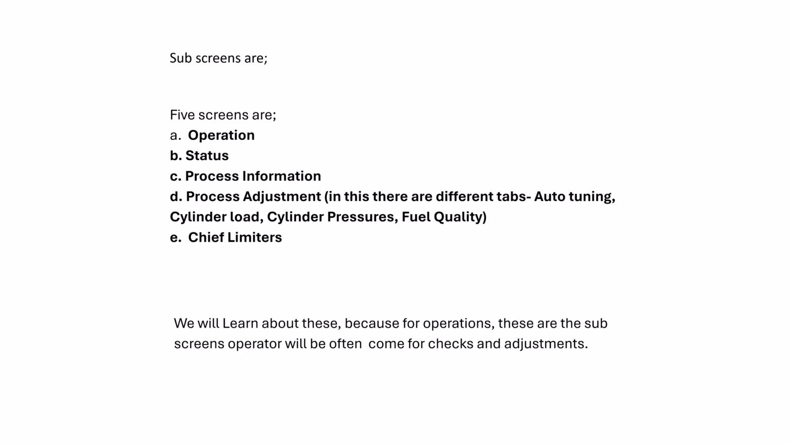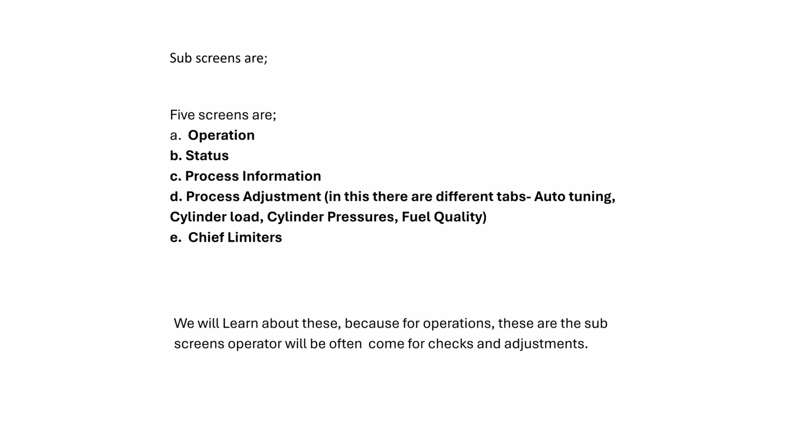The sub screens are Operation, operation of the engine, Status, status of the engine, Process Information, which is the information of various processes, and Process Adjustment. Actually, all of these will have tabs also: navigation bars, then sub bars, then tabs. On top you will find tabs. You know the computer system, no? There are tabs, one, two, three, different tabs. In Process Adjustment there are different tabs.